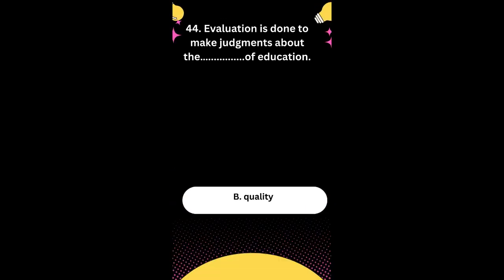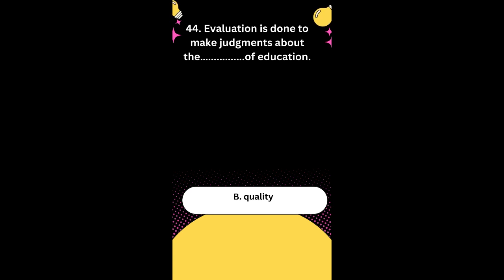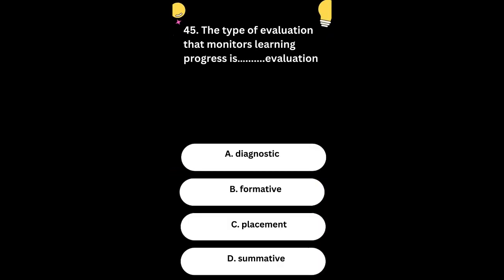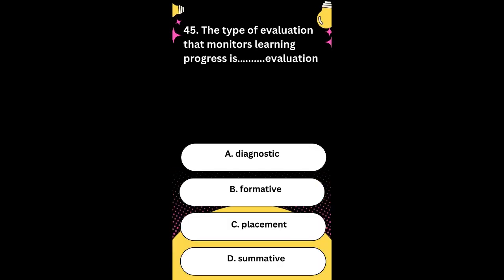The correct answer is B. Quality. 45. The type of evaluation that monitors learning progress is dash evaluation.